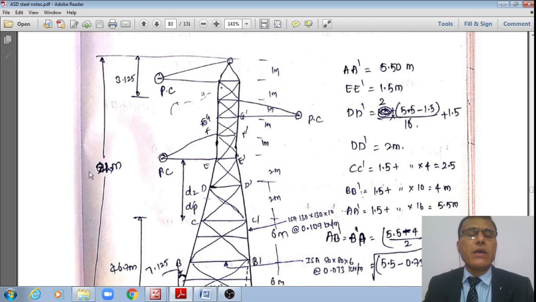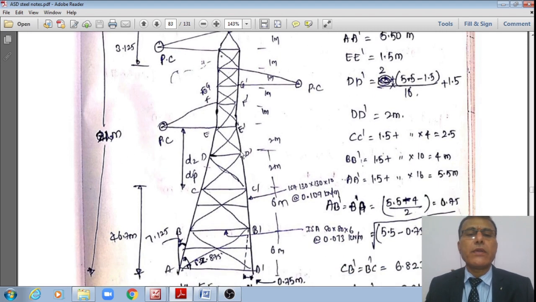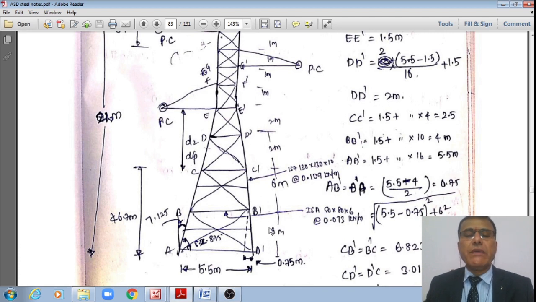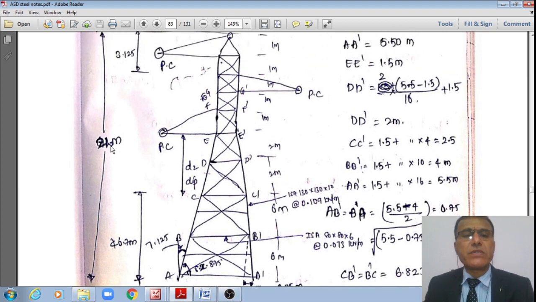Therefore, I'll deduct these 5 meters from 21, and the remaining is now 16 meters. Even within that 16 meters, I'll try to divide it into four panels: 2 panels of 2 plus 2 meters, and the bottom 2 panels of 6 plus 6, 12 meters. Therefore, 12 plus 2 plus 2 works out to 16 meters, plus 5 meters is equal to 21 meters. That is how the height of 21 meters is covered.